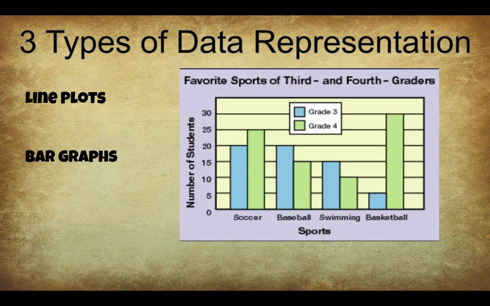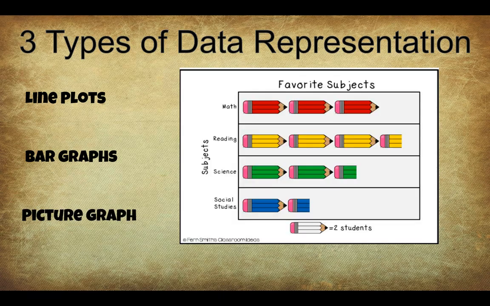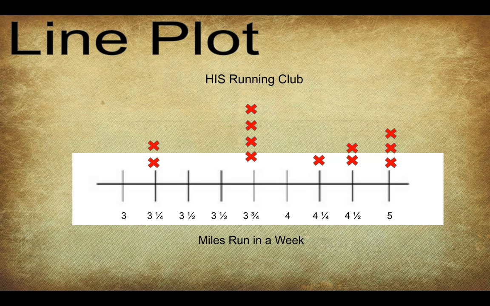We also know about bar graphs. Here's a bar graph that lets us know the favorite sports of 3rd and 4th graders. Bar graphs are great for comparing different amounts. And we have the pictograph. Obviously, it's called pictograph because it uses pictures to represent data. So we know the pencil represents 2 students, and this chart is letting us know which subjects are students' favorites. We're going to be focusing on the line plot today.